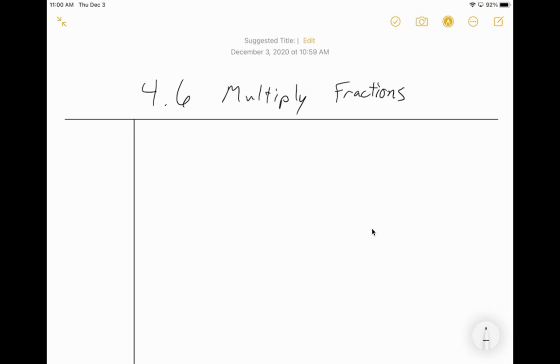Okay, so here we go. 4.6, multiply fractions. All right, so first let's start with fractions and whole numbers.